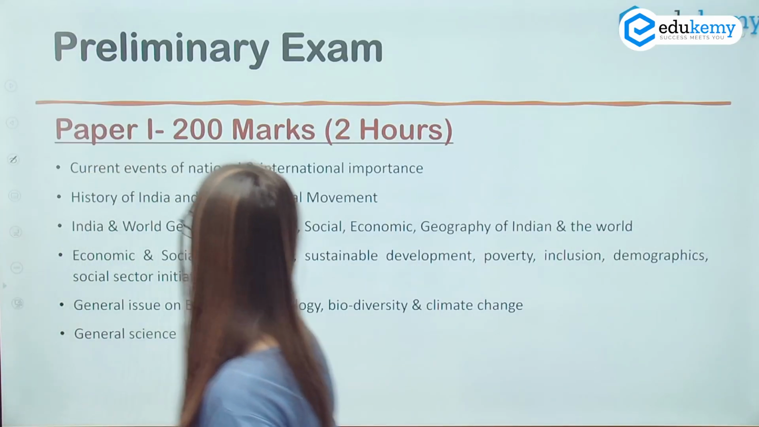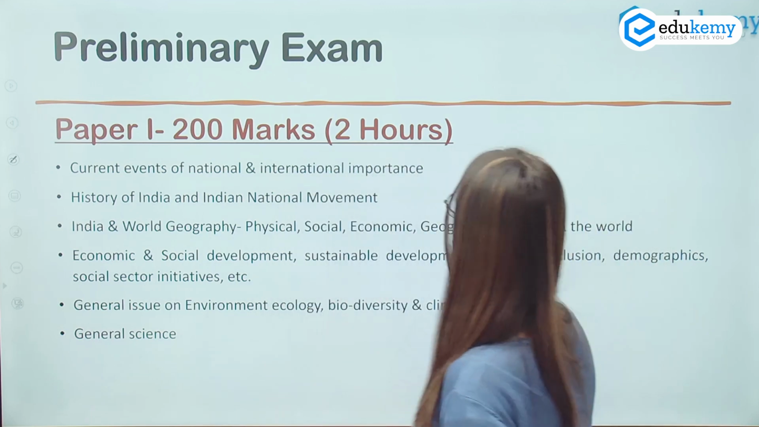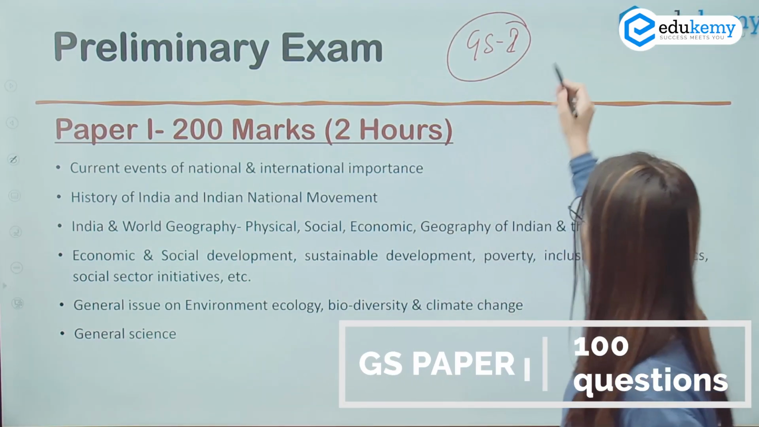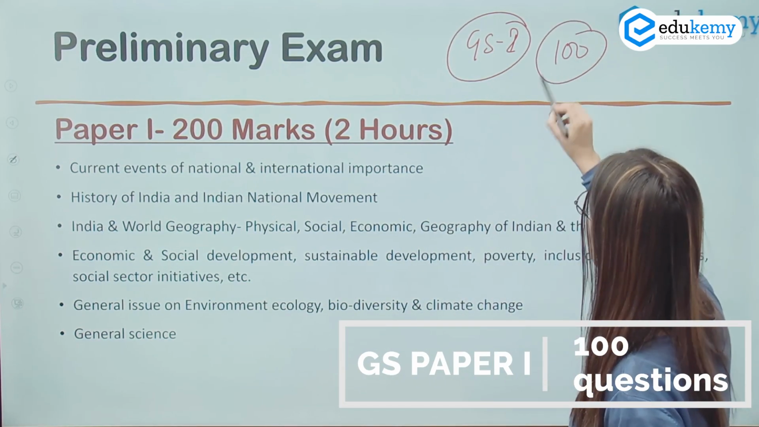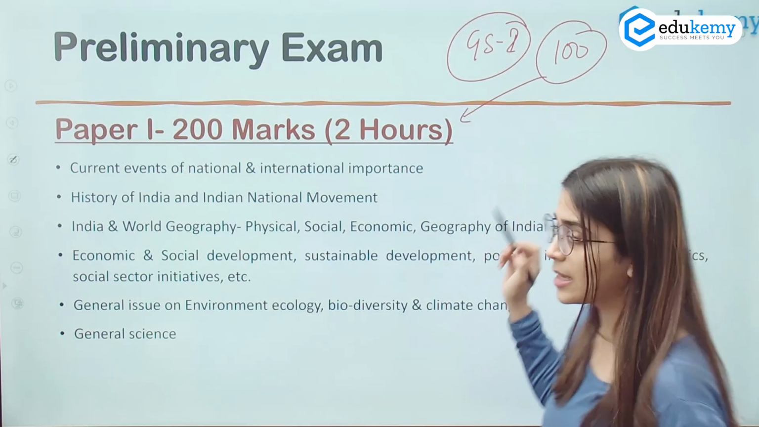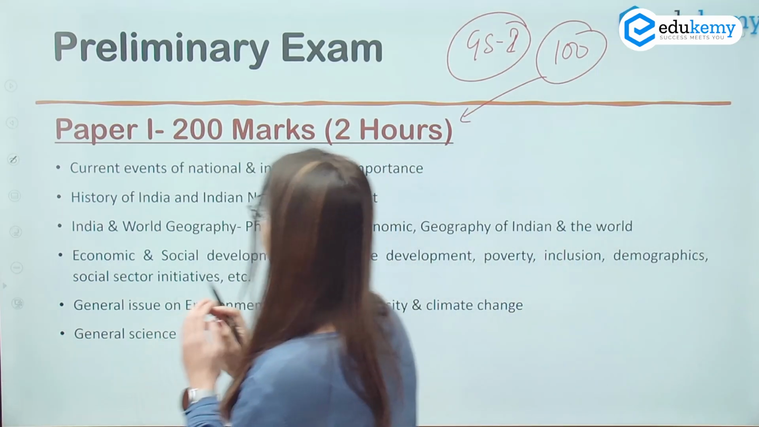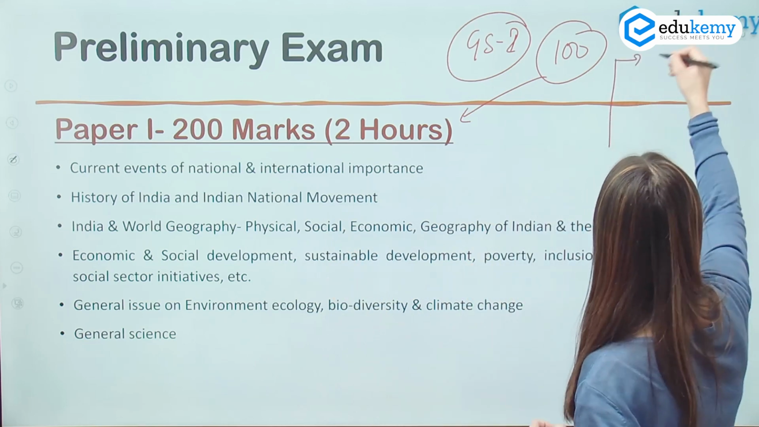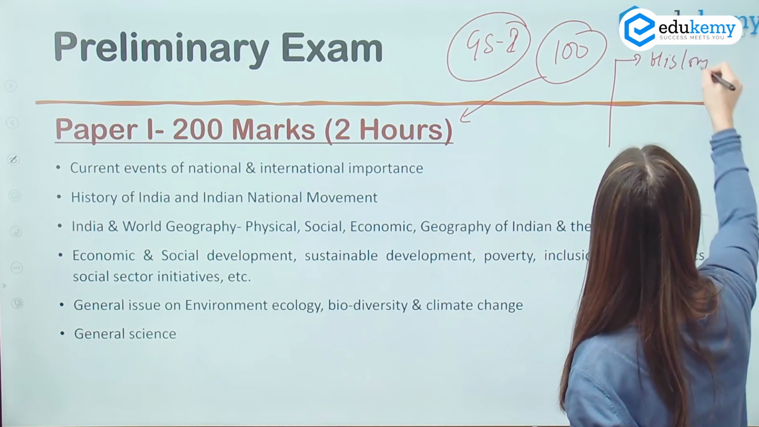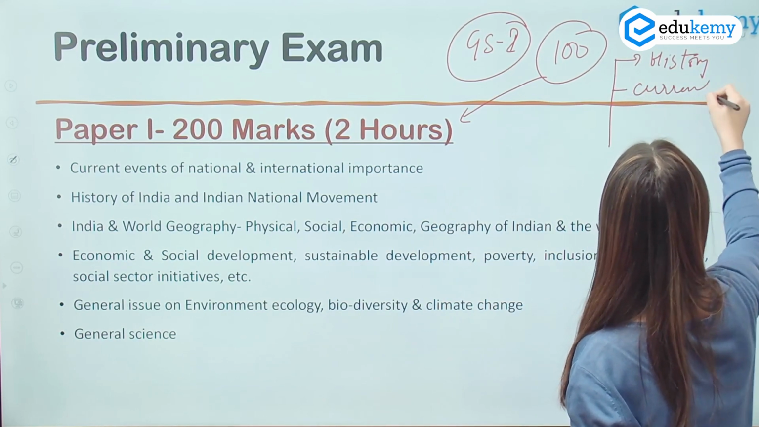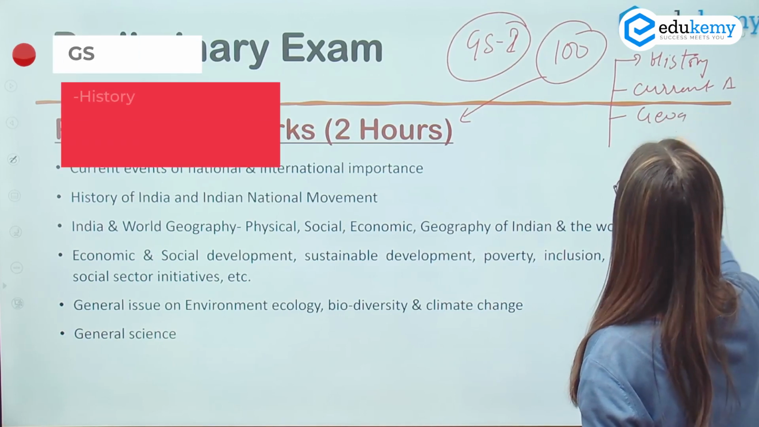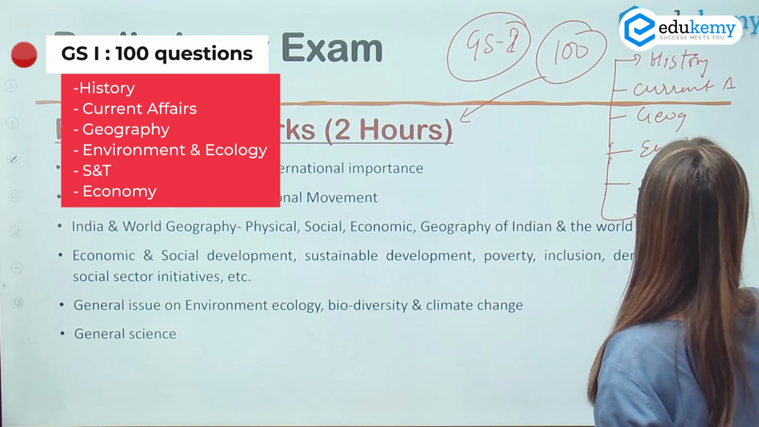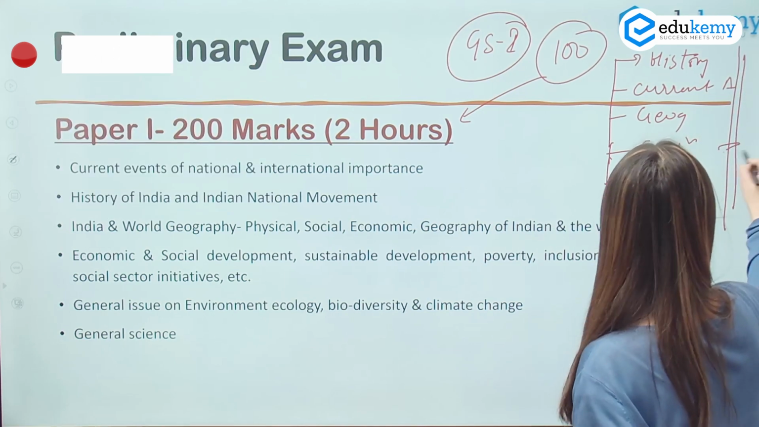So I will start the discussion with GS paper 1. Okay? As we all know, UPSC will ask 100 questions, for which you will get 2 hours. And if we broadly divide this paper, we can divide it under broader heads like history, current affairs, geography, environment, science and tech, and economy. Okay? So these are the broader heads.